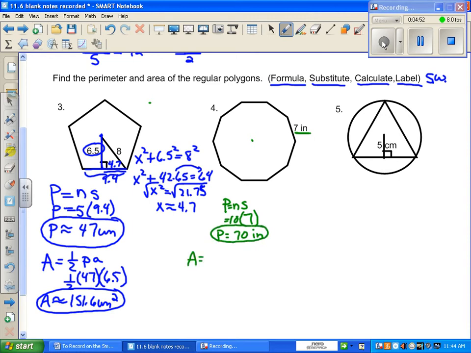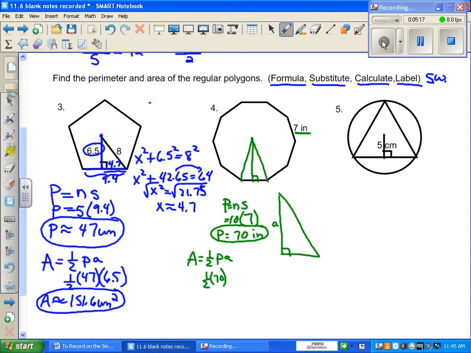The area would be 1/2 perimeter times apothem. The perimeter we have is 70, but we have some work to do to find our apothem. We draw this triangle. There are 10 congruent triangles in the regular decagon, and you drop the apothem. This is a perpendicular. Now I'm going to take that triangle and I'm going to blow that up.